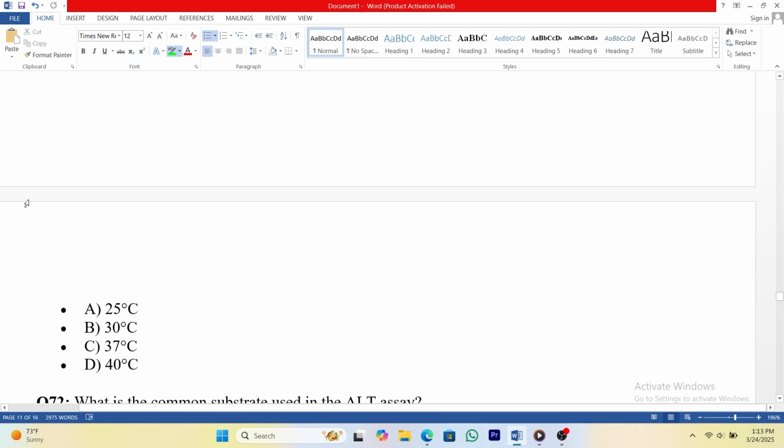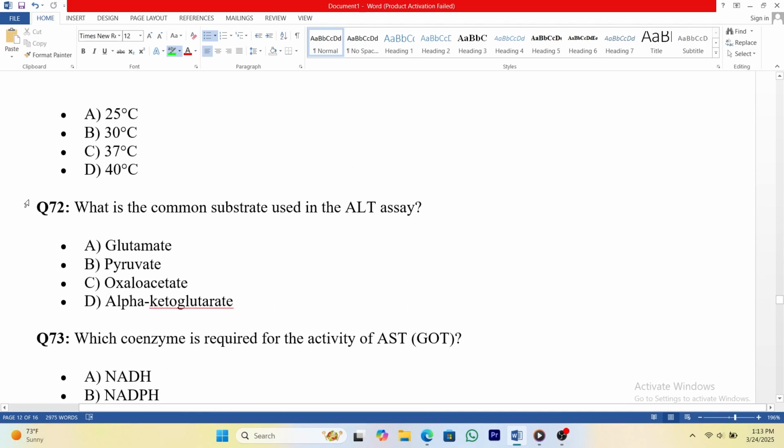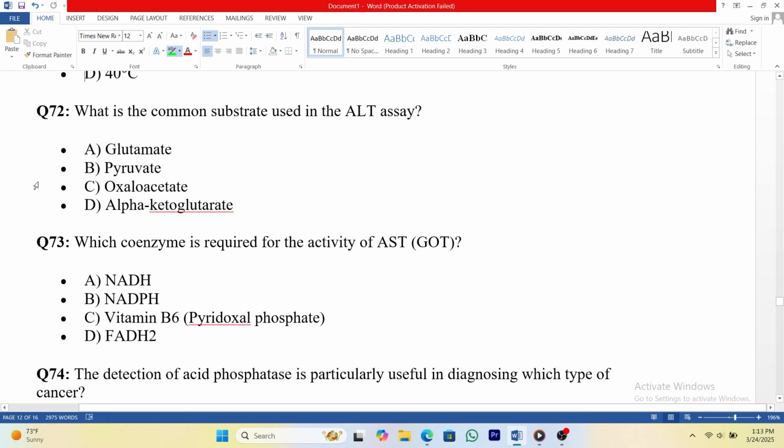A. 25 degrees Celsius. B. 30 degrees Celsius. C. 37 degrees Celsius. D. 40 degrees Celsius. Answer: C. 72. What is the common substrate used in the ALT assay?